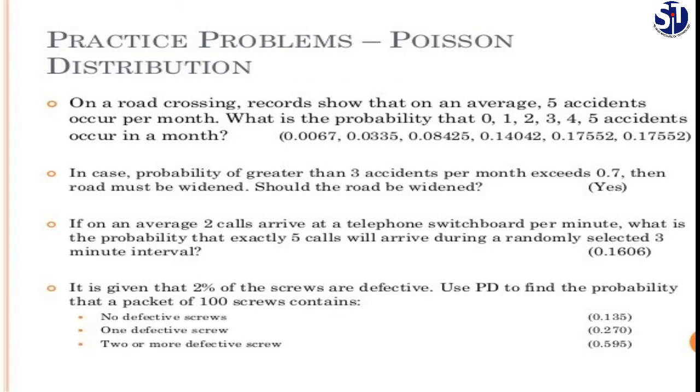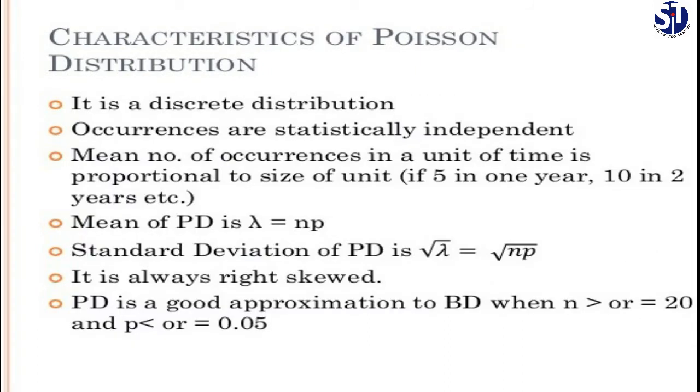Let's talk about Poisson distribution. The Poisson distribution is the discrete probability distribution of the number of events occurring in a given time period, given the average number of times the event occurs over that time period. Occurrences are statistically independent, and the mean number of occurrences in a unit of time is proportional to the size of the unit. If 5 in 1 year, then 10 in 2 years. The mean of Poisson distribution is lambda equal to np, and it is always right skewed.